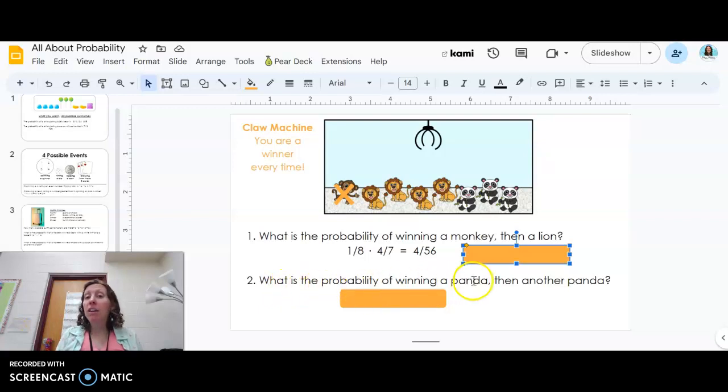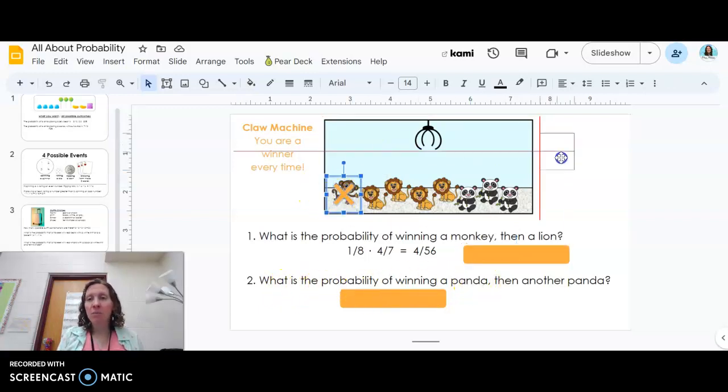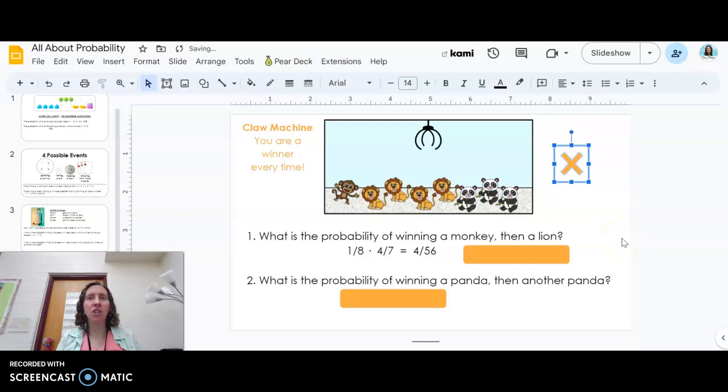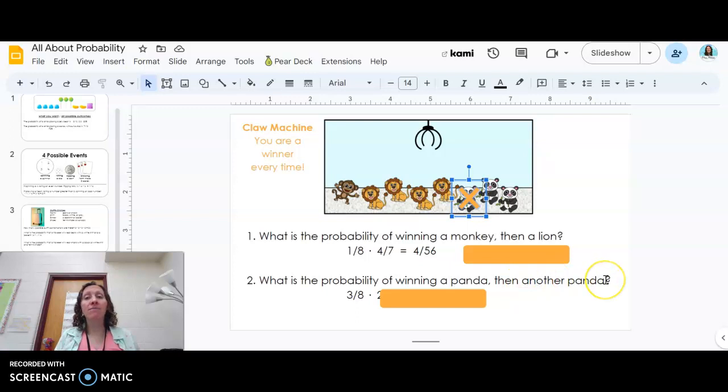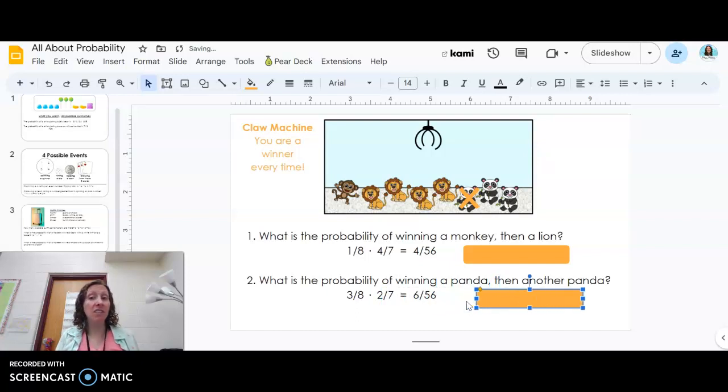All right, what is the probability of winning a panda? I'm going to remove that X because this is like a fresh question. All right, so for the pandas, 3 of the 8 stuffed animals are pandas. And then I'm going to cross one out because we took that out of the claw machine. It's no longer there. So now instead of 8 animals, there's only 7. So the probability of getting another panda, ooh, there's not 3 anymore either. There's only 2. So our second fraction would be 2/7.